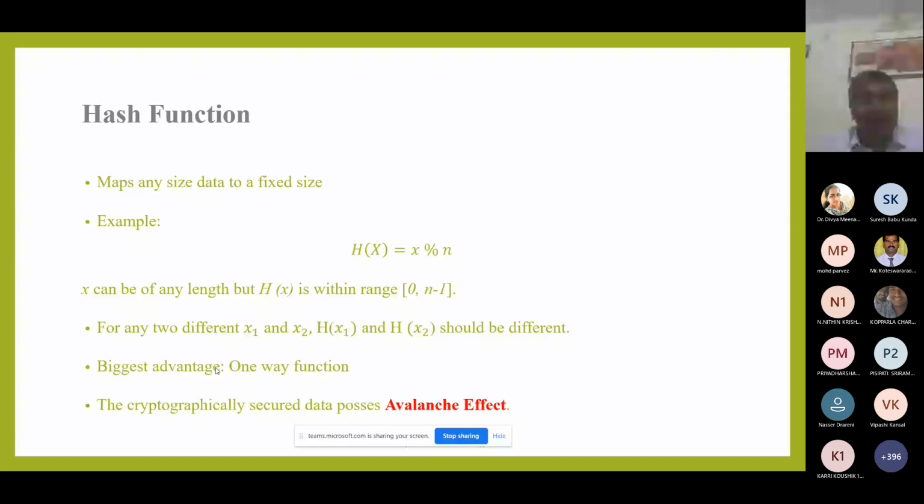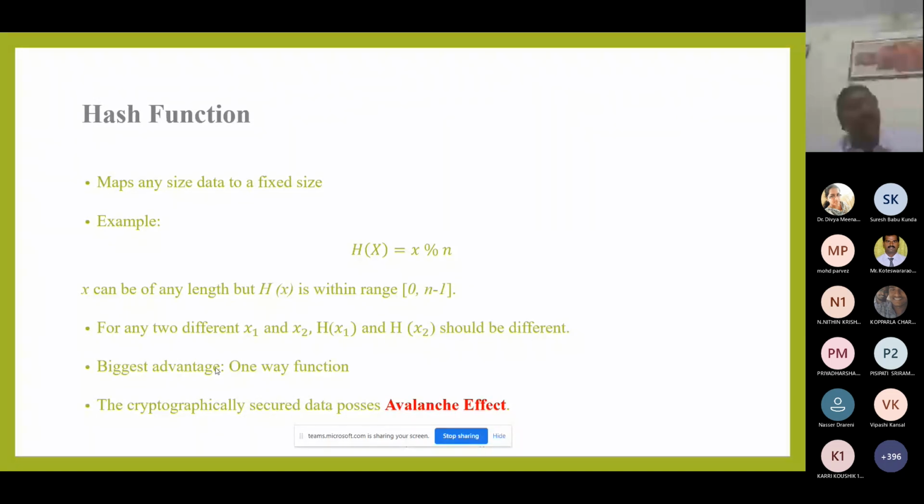Now, the second one: for any two different numbers, x1 and x2, the hash of these two numbers should be different. Moving on to the second part of the definition of the hash function, modulo does not hold true. This modulo function does not satisfy the second definition of a hash function. If you have different numbers, the hash also should be different.